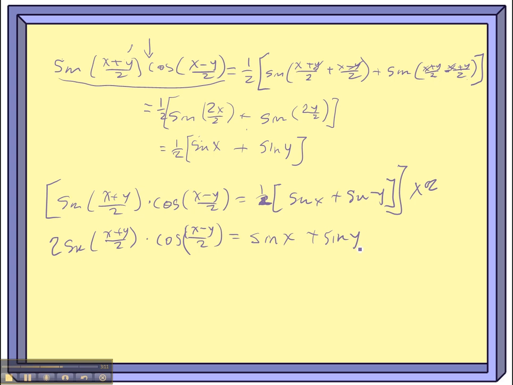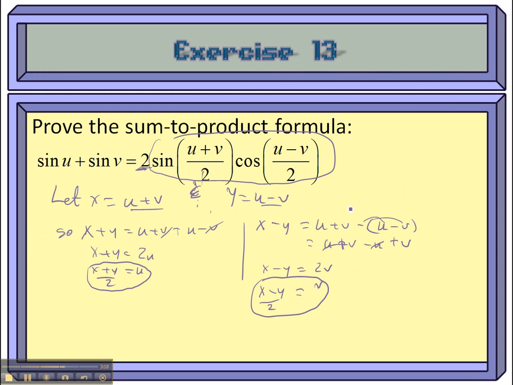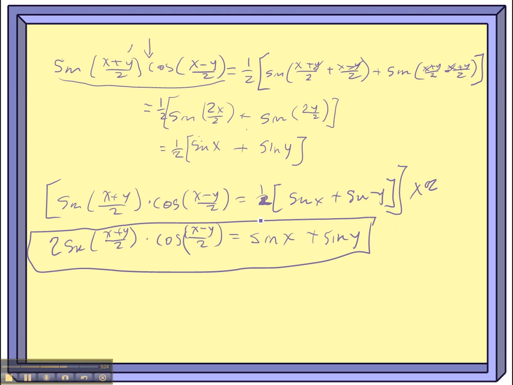Now this formula is the same thing as that one, except I have x's and y's instead of u's and v's, and that should please you anyway because you hate those u's and v's.